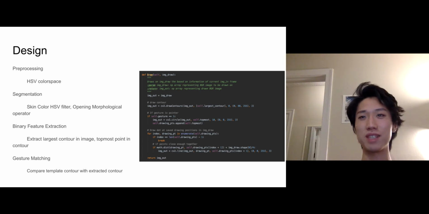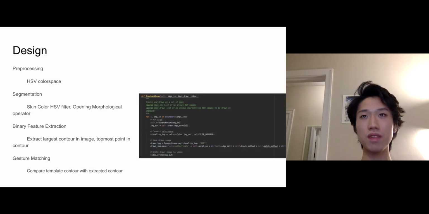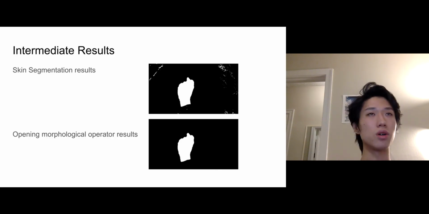Here's an overview of all the functions together. I track, and then I pass it on to the draw, and after that I write it to the video one by one through each image. Here are the intermediate results of first the skin segmentation and then the morphological operator. You can see I got rid of a lot of the noise using the opening operator.